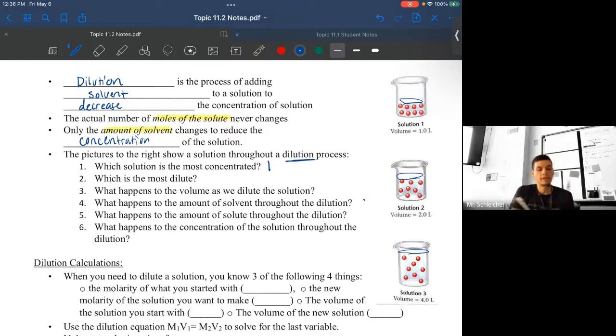Okay, so another vocabulary term here, dilute. Dilute is the opposite of concentrated. So which one is the most dilute? 3, exactly, because everything's spread out. It looks like it's more watery. So question number 3, what happens to the volume as we dilute the solution?